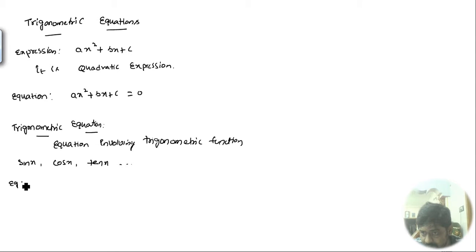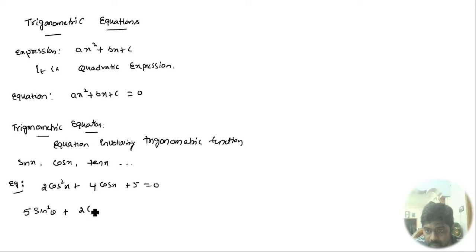So for example, 2 cos square x plus 4 cos x plus 5 equal to 0, or 5 sin square x plus 2 sin x plus 5 equal to 0, or 4 tan x plus 3 equal to 0. That is, in the equation trigonometric functions are involved. It is called the trigonometric equation. And we know how to find the roots of the quadratic equation.